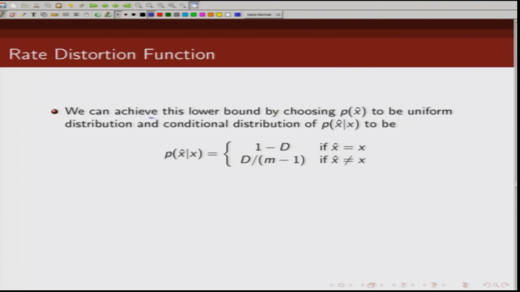Now we can achieve this lower bound by choosing our p of x hat to be uniformly distributed, and if we choose our conditional distribution in this way, that if x is equal to x hat, the probability of x hat given x is 1 minus d, otherwise it is d by m minus 1.